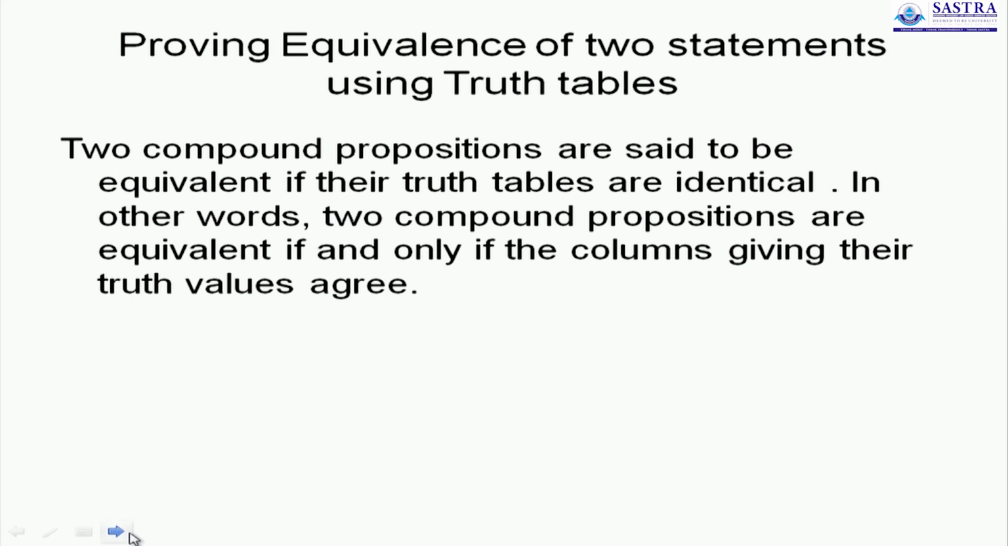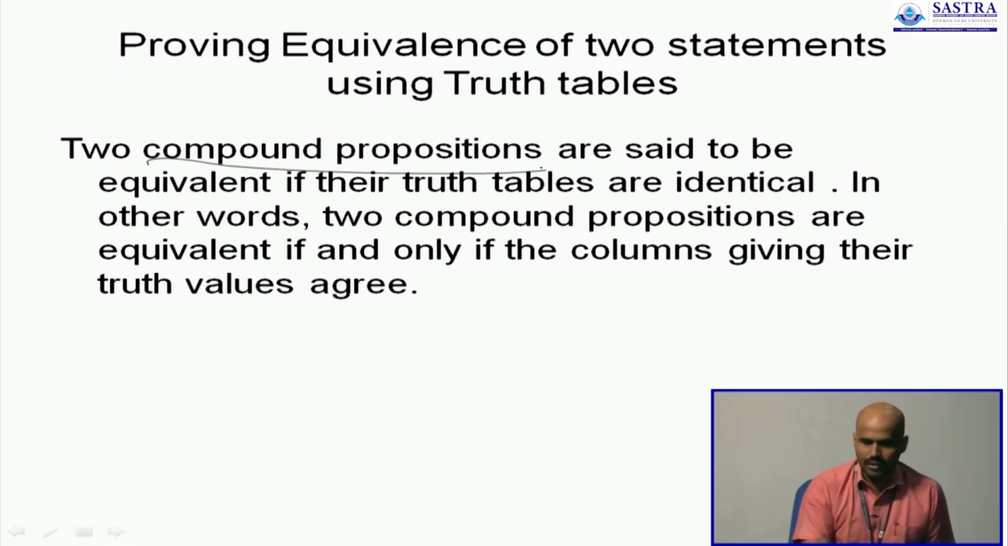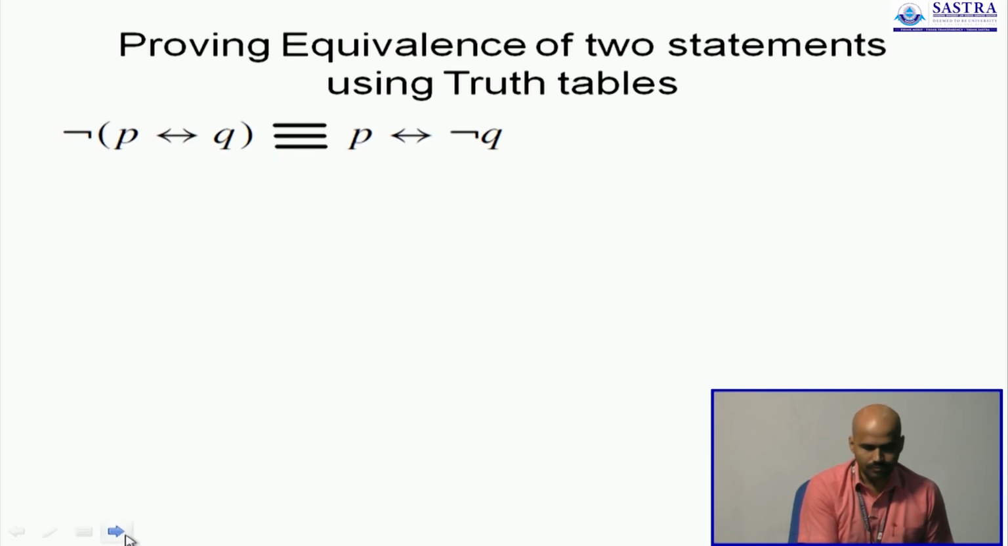We say that two compound propositions are equivalent if their truth tables are identical. There must be 100% match between the two. Only then this is possible. We'll have a look at one example under this where we are trying to show that they're equivalent. Look at this.